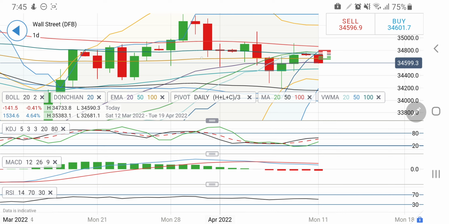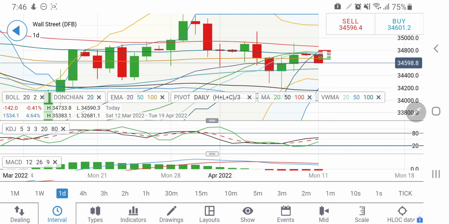Only long entries above 34,800 only. Till the time it remains below 34,800, one can remain short for the day. Now this is for US30.